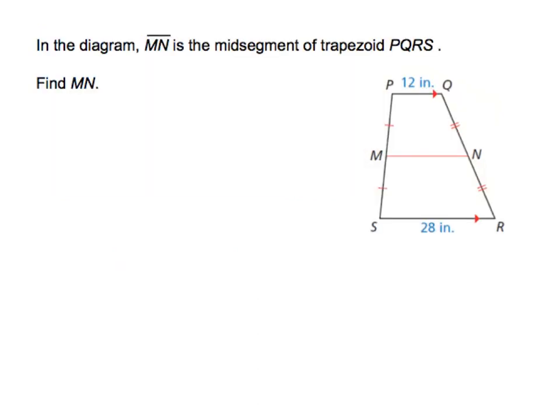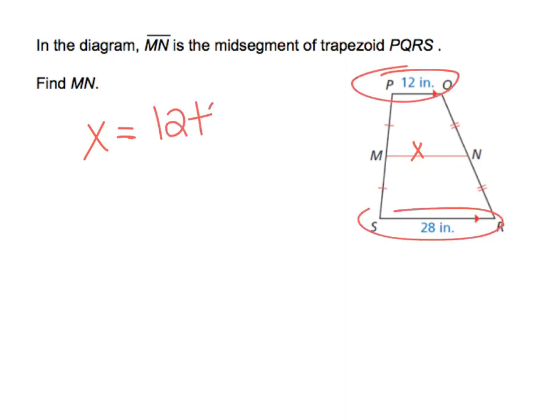So in this example, we'll call our mid-segment MN, we'll call that x. So x is going to be the average of the two bases. Our two bases are 12 and 28. So if we add 12 plus 28, average means we're going to divide those by 2. We'd get x equals 40 divided by 2, which equals 20.